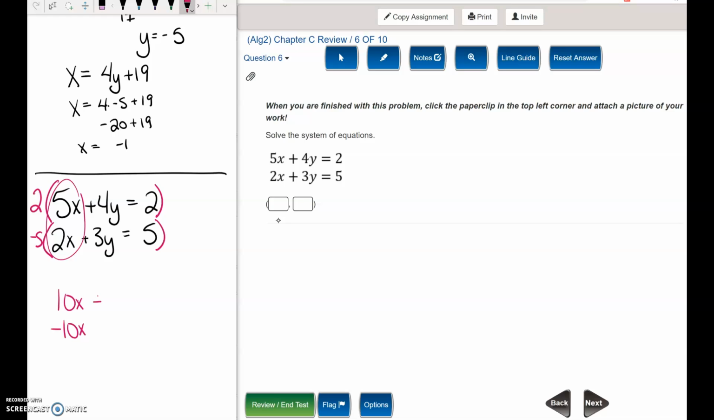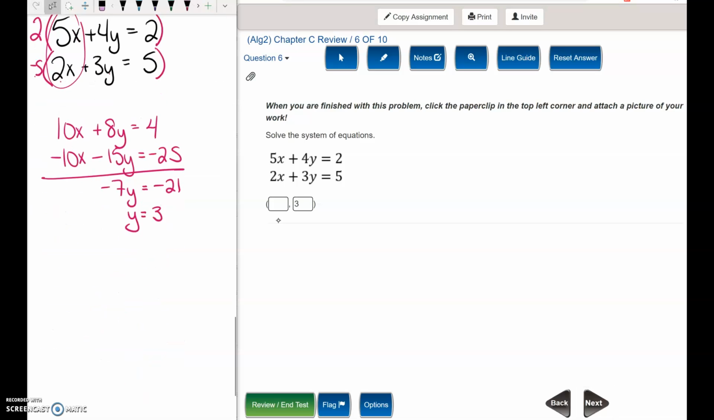2 times 4y is 8y. 2 times 2 is 4. Negative 5 times 2x is negative 10x. This next one would be negative 15y and negative 25. Okay. I add these together and I get negative 7y equals negative 21, which means y equals 3. So I now know that my y value is 3.